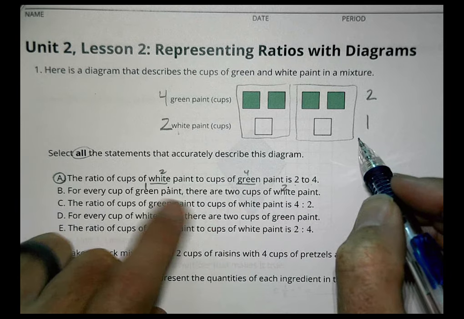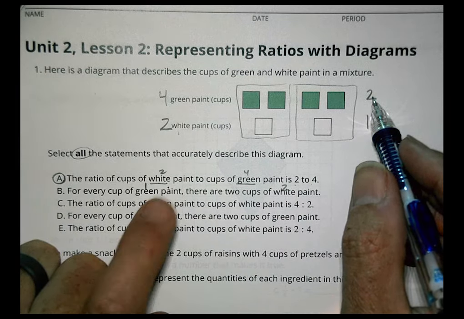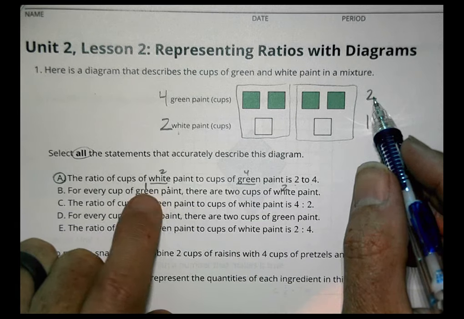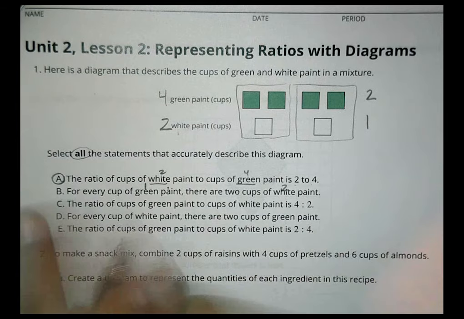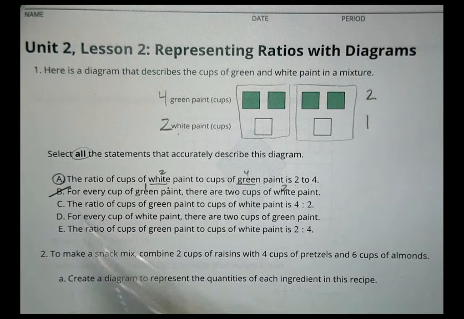Do we see that anywhere? Do we see, nope, we actually see what? We see 2 green and 1 white. So in this case, they got the numbers or the colors switched. So that is incorrect, and that's what you have to be careful about.